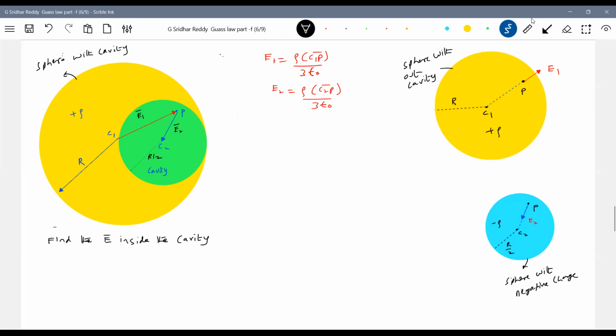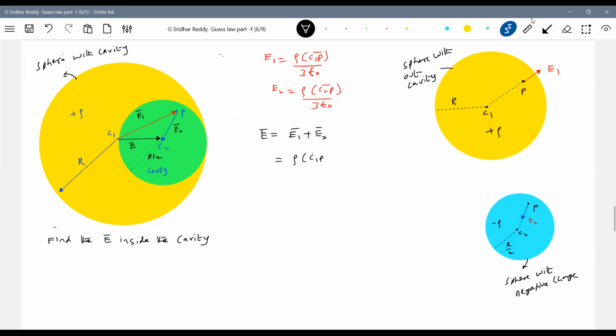The resultant field, how will it be? The resultant field will be, some other color needed, black color. The resultant field should be in this direction. So what is net E bar? E bar should be equal to E1 bar plus E2 bar. Okay, I'll show it by mathematics also.